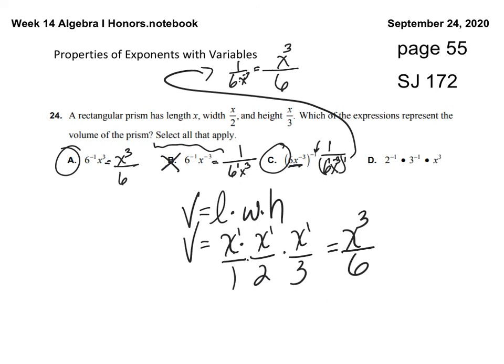And one more. Negative exponent, so that's going to go to the denominator, 2 to the first times 3 to the first. X to the third has a positive exponent, so it stays. And then 2 to the first times 3 to the first is 6. So that's also a yes. All of them were equivalent except letter B. So that's how you go about doing that kind of problem.